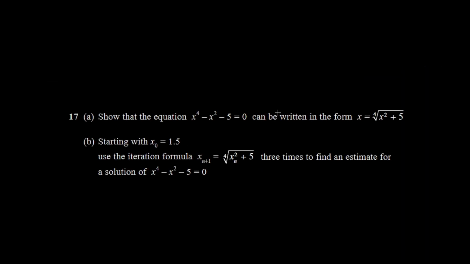Question 17 is about iteration. First of all, we've been asked to show that this equation can be written in this form. And then we've been asked to find a solution using our iterative formula to the equation that our original quartic here equals 0. Okay, let's have a go.